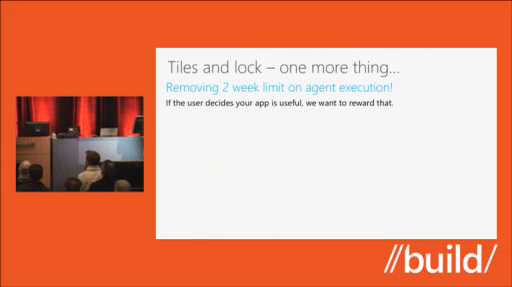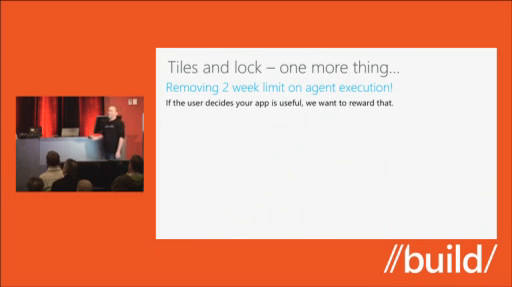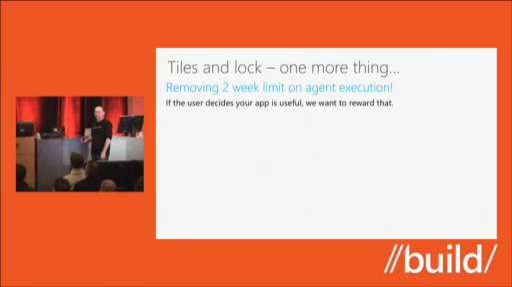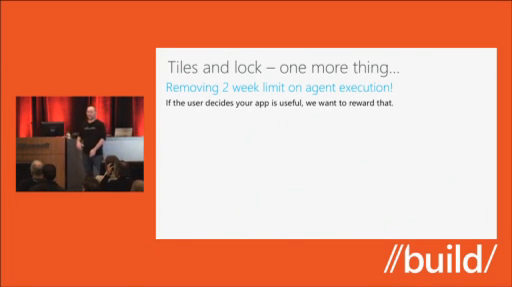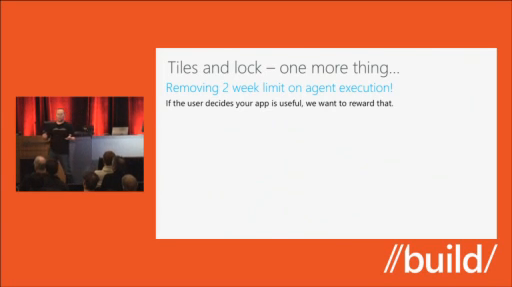So there was previously a 2-week limit on agents. What does that mean? It meant that your agent had to have its primary app run at least once every 2 weeks to reset the limit on that agent. Otherwise, the agent would expire and it would quit running.